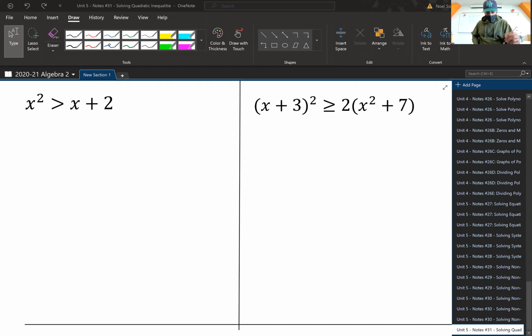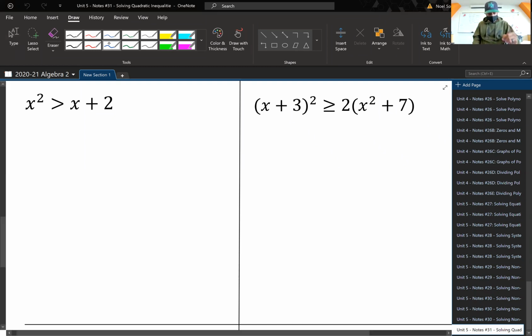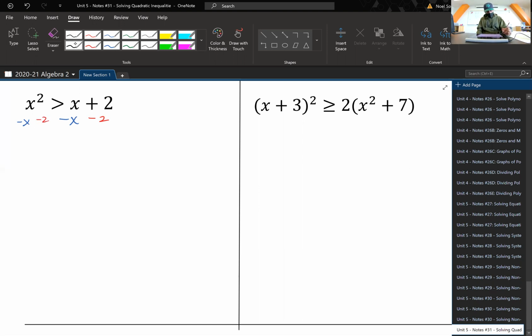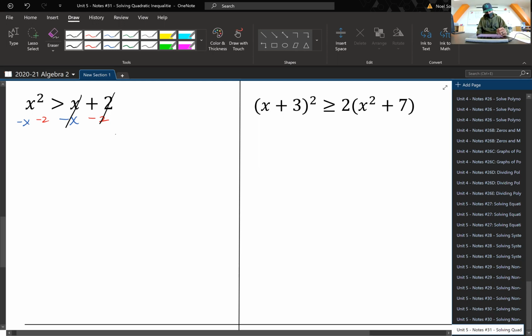So first step is let's bring all the terms over to one side. We can do that by subtracting x from both sides and also by subtracting 2 from both sides. Here, these will cancel. So what we're left with is x squared minus x minus 2 greater than 0.